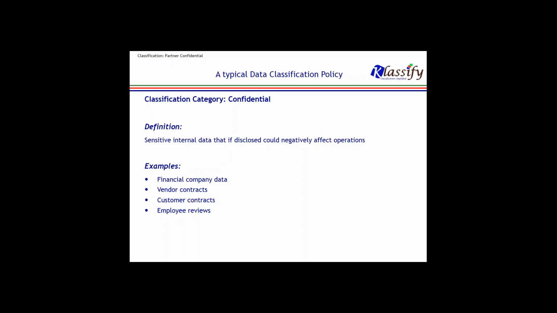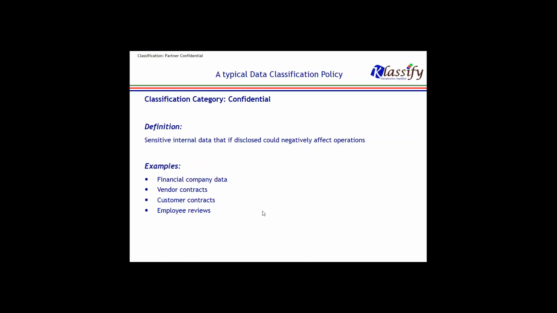Now, employee reviews is one example that potentially could be confidential information, could be internal information, but obviously this is something so specific to the employees of an organization that it should have no reason to be shared outside. And therefore, it is more confidential and sensitive, and therefore falls into this category.